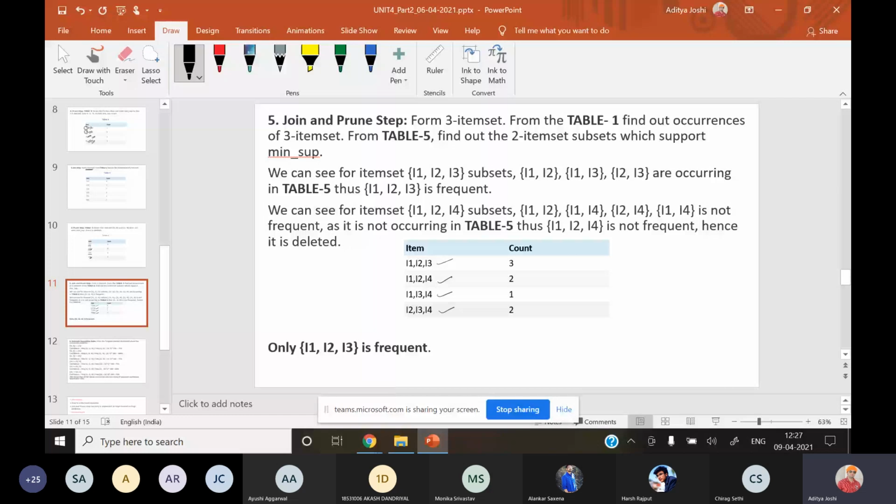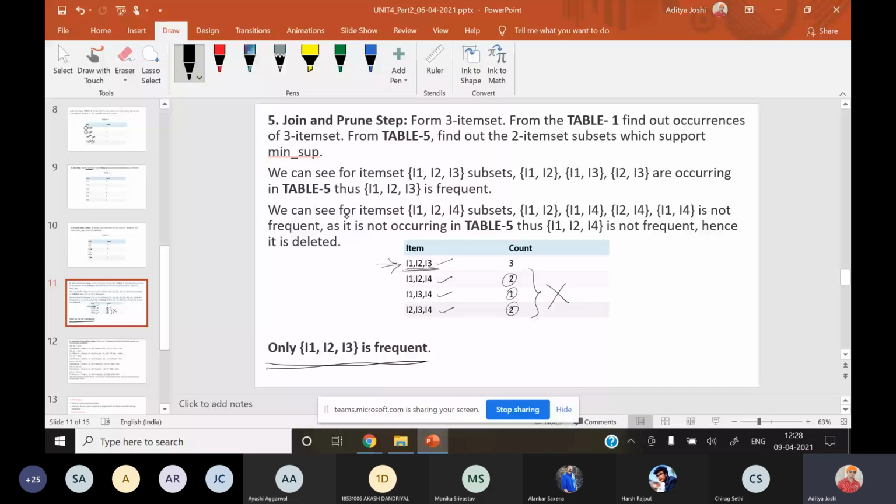Now, as you can see, the minimum support count is 3. So there is only one item set which satisfies the condition, right? That is I1, I2, I3. Rest values are less than the minimum support count. That is 2, 1, and 2. So we will delete these items from that table, right? So we will have I1, I2, I3, which is the frequent item set. So here we are done with our Apriori algorithm part; we are able to find the frequent item set, which is I1, I2, and I3.